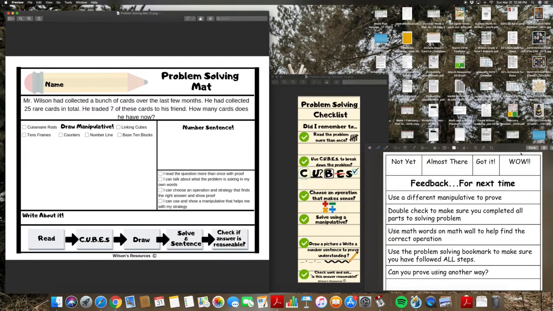Wow is when they are able to go above and beyond and prove maybe in more than one way or show more than one manipulative in how they solved. And that's also including making sure that all parts of the problem have been solved and there is proof on their problem-solving mat.